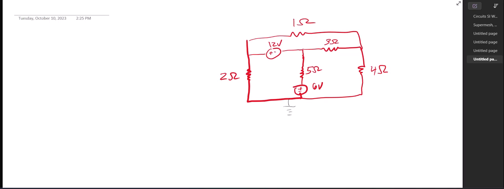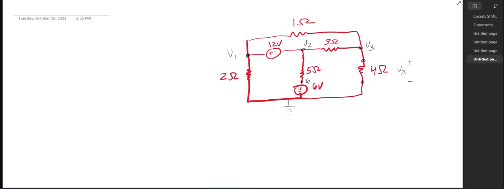And then right here, I'm not going to give that one a variable name because I know it's 6. And then I've got a node here, I'll call that V1. I've got a node here, I'll call that V2. And I've got a node here, I'll call that V3. And let's say my problem is to find V across this 4 ohm resistor. So Vx plus minus, and say that's what my question is.